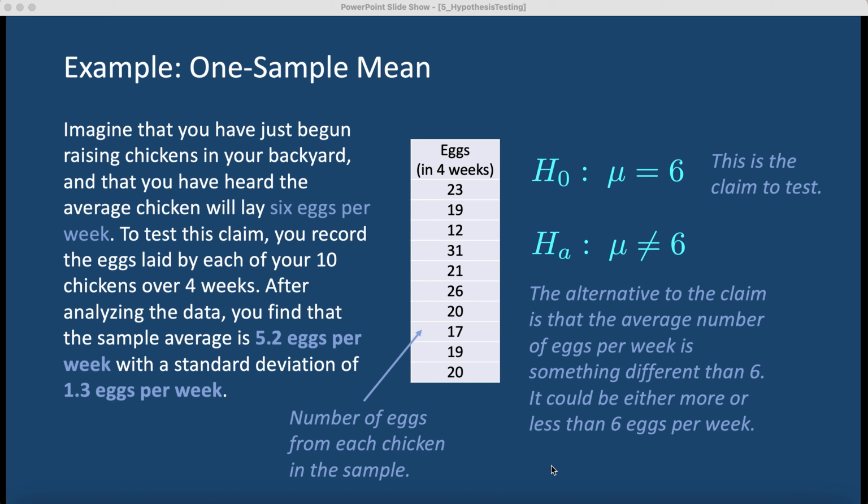So you have one sample of data and you have a hypothesis, and the hypothesis is that the mean of that sample is a particular value. And the alternative hypothesis can be framed in different ways. It can be that the mean is not equal to that value, or that it's greater than that value, or that it's less than that value.